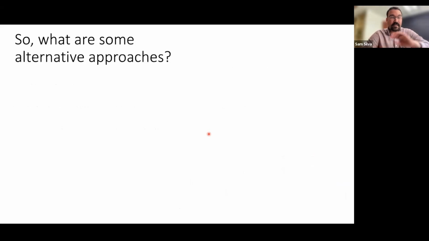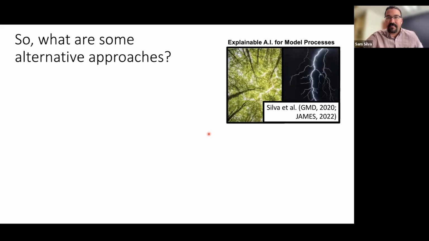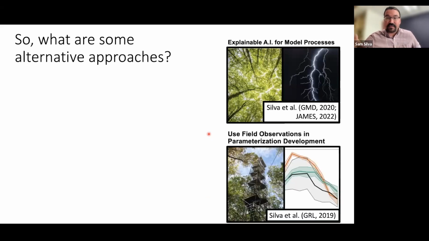So I want to just briefly plug the other types of work that I'd be happy to chat about as well, if folks are interested, that we do in my group, including using some explainable and interpretable methods for understanding model processes, whether that's the physics of light in plant canopies or lightning occurrence worldwide, and errors in that prediction, as well as using field observations directly for model parameterization development. We did this as it relates to the loss of tropospheric oxidants to vegetation.